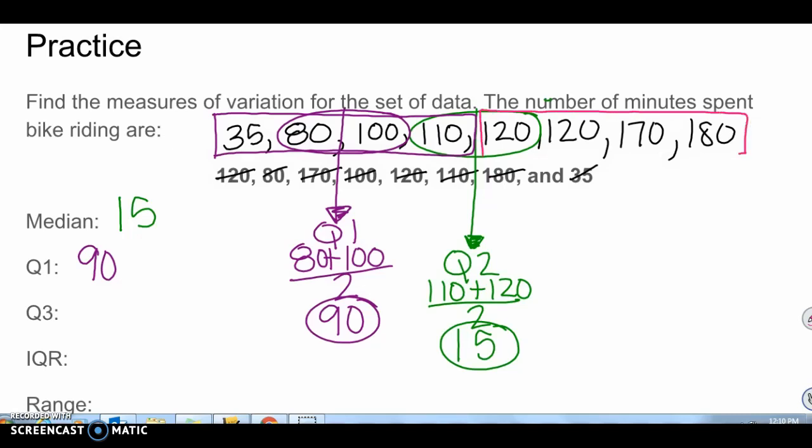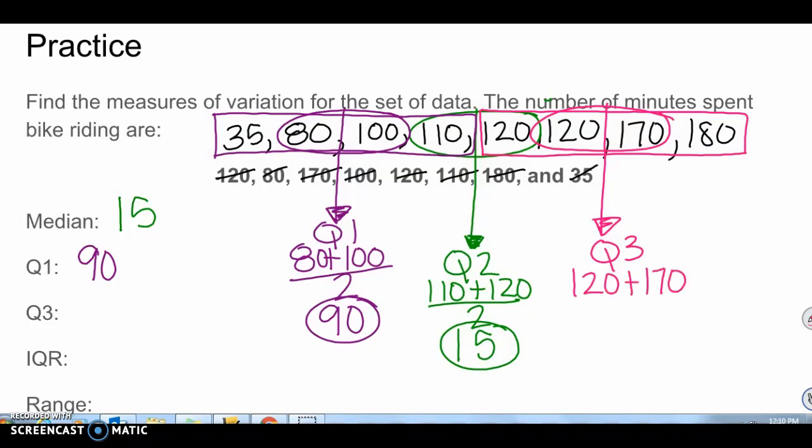120, 120, 170, and 180 are our upper half of data. We have two middle numbers here. So we have 120 and 170. To find our middle number for Q3, we're going to add 120 plus 170, divide that number by 2, and that's going to give us 145 as being Q3.